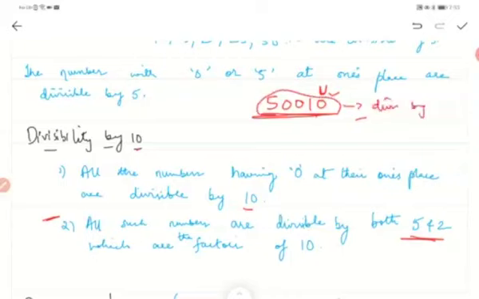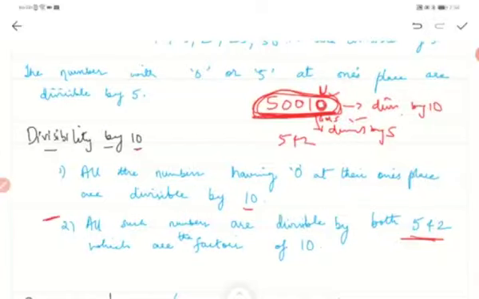Okay, now is this number divisible by 5? For 5, what you'll see again in the units place, if it is 0 or 5, then it is divisible by 5. So this number is divisible by 5, isn't it? Now what about 2? Is it divisible by 2? Yes, of course, because at the units place it is 0, so it is also divisible by 2.